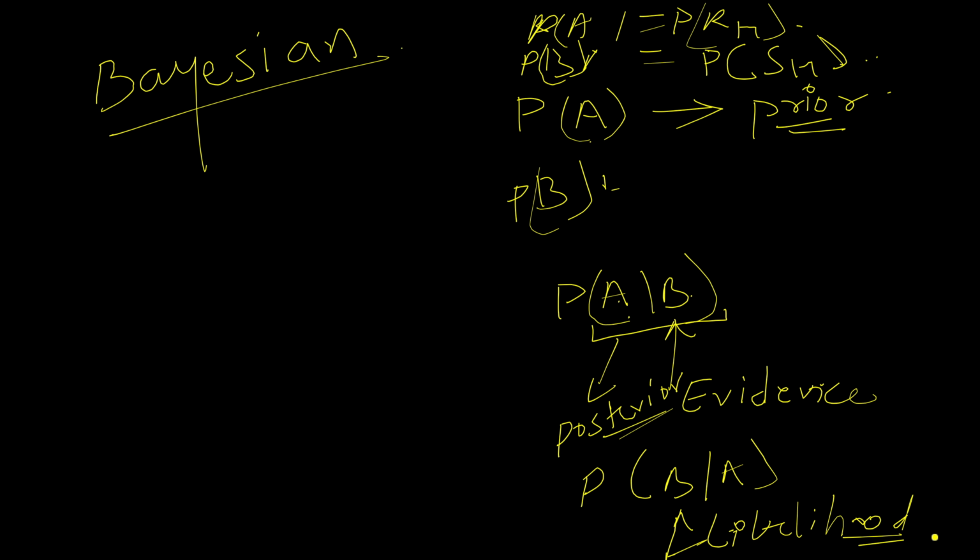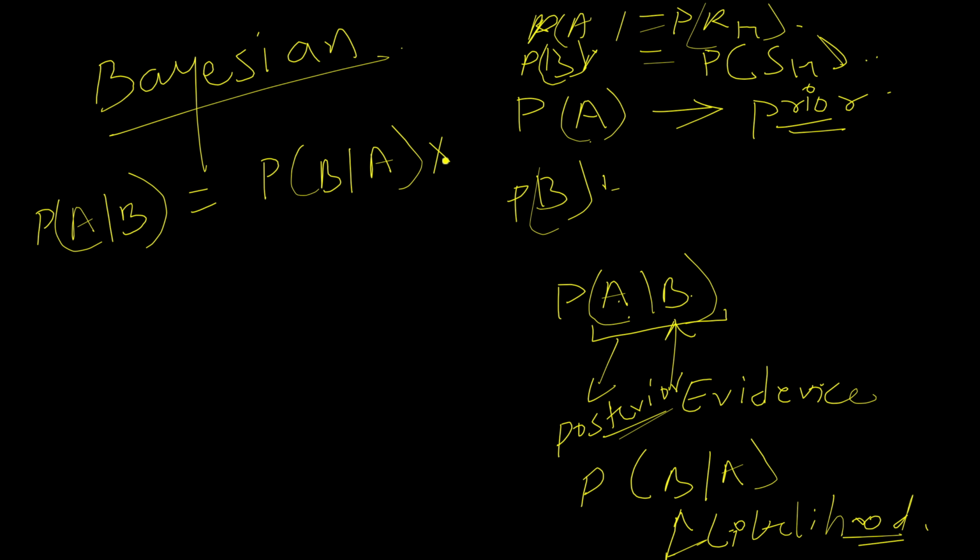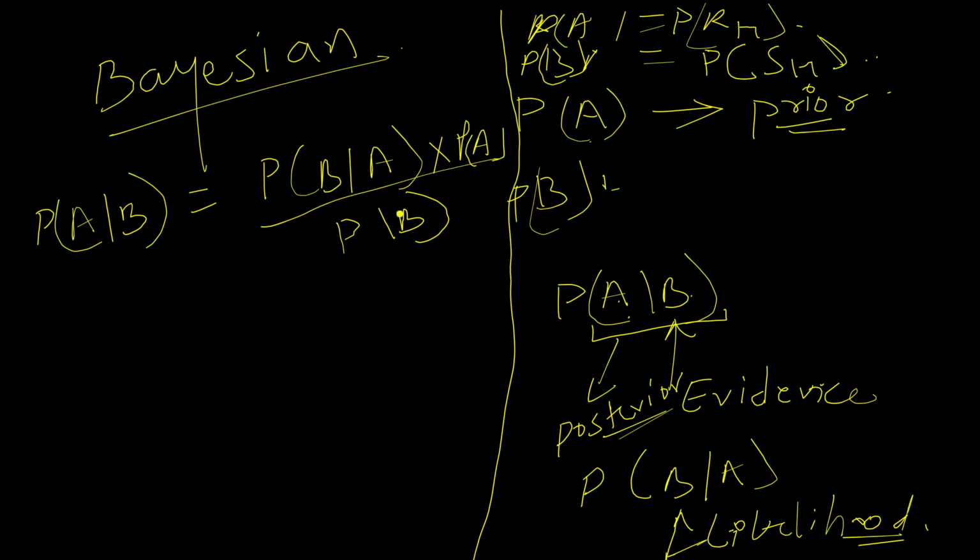And by Bayes' theorem we have P(A given B) is equal to P(B given A) times the probability of A, divided by the probability of B. Okay, this is your Bayes' theorem.